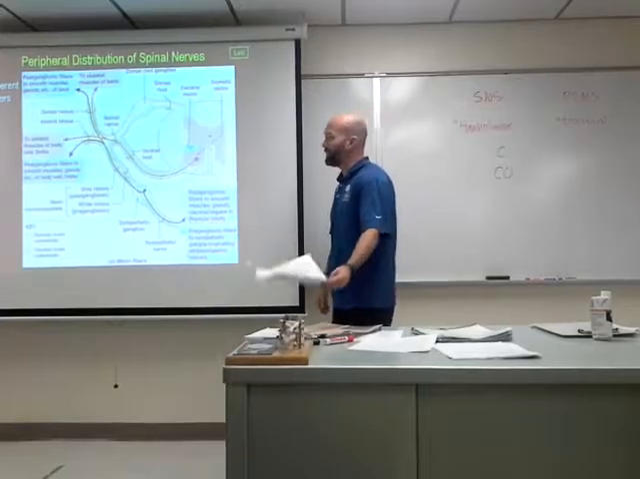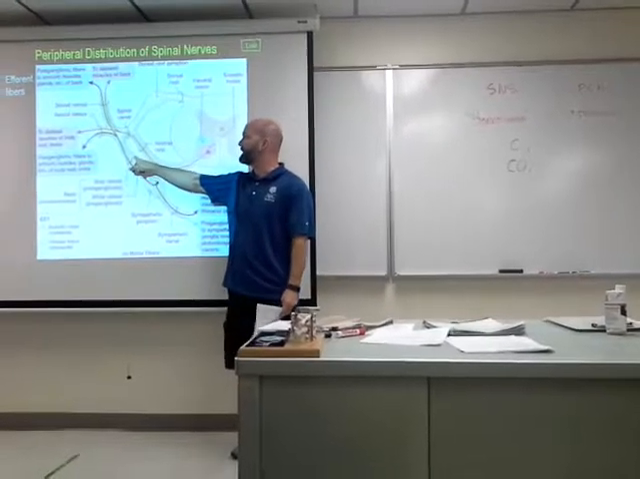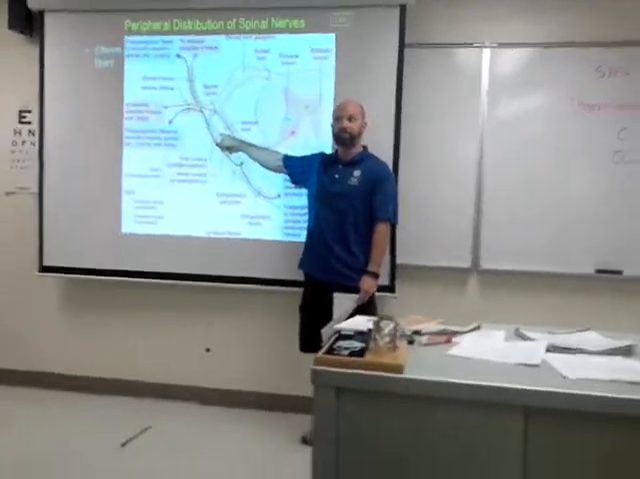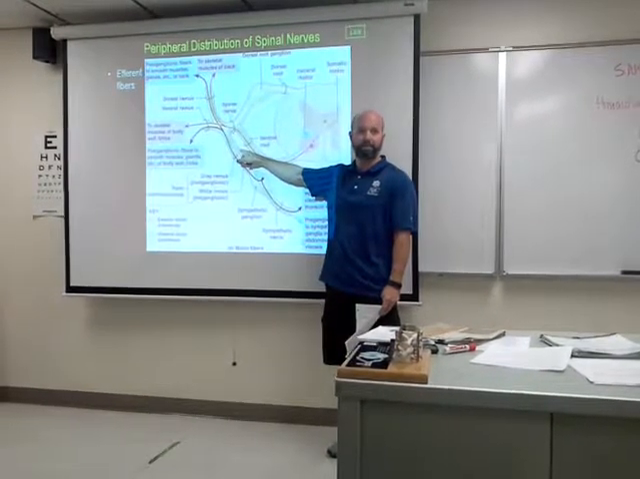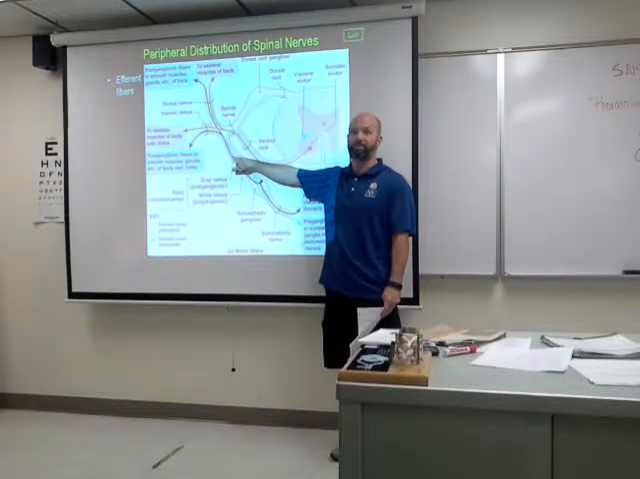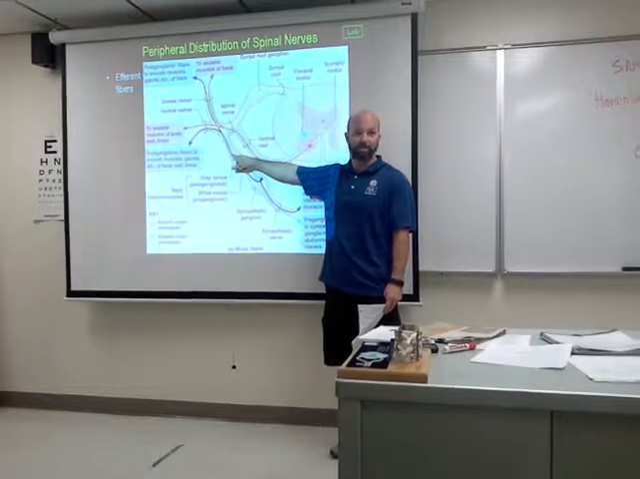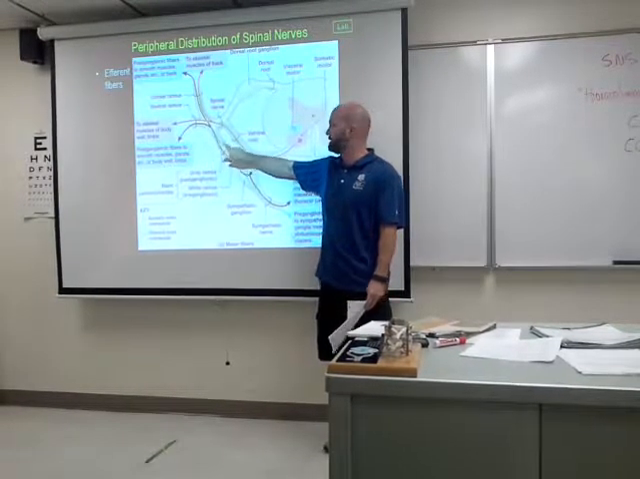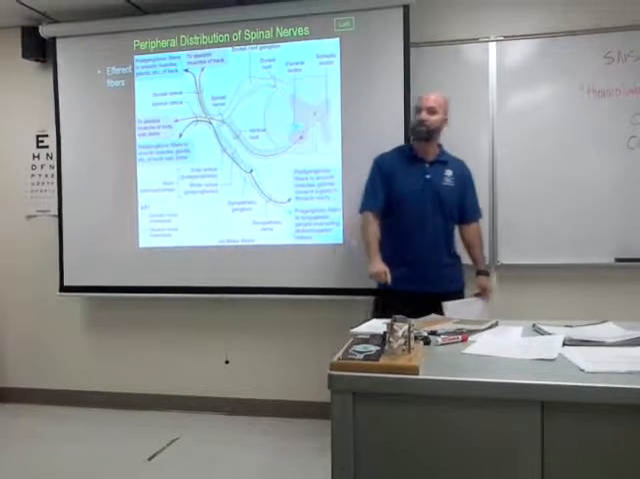The difference between white and gray. Preganglionic sympathetic neurons, type B, myelinated, white ramus. Postganglionic sympathetic neurons, type C, unmyelinated, gray matter, gray ramus. That's the difference. Myelinated, unmyelinated. Gray versus white.